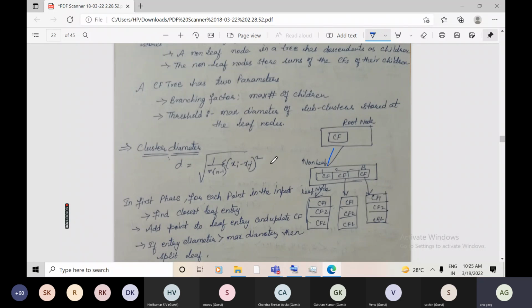There are two important parameters, branching factor and threshold. Branching factor says the maximum number of children. So if branching factor is given as 3 in the problem, then your maximum number of children will be 3. And threshold is the maximum diameter of subclusters. When you do the example it will be more clear. This is basically a cluster diameter, for all the features that are stored at the leaf nodes.